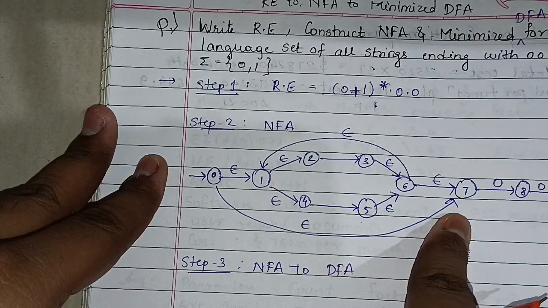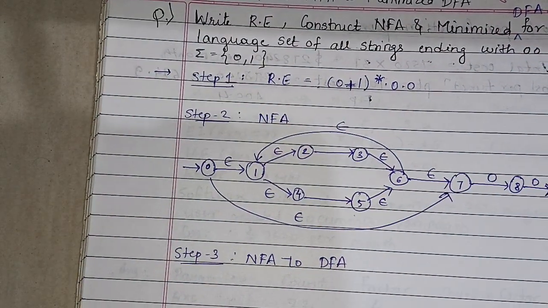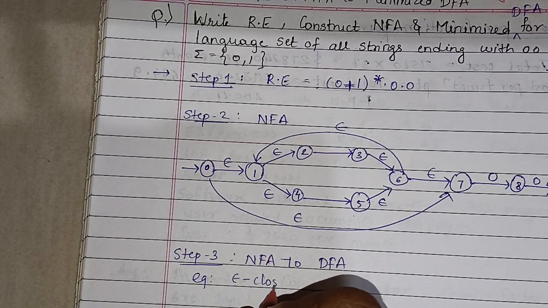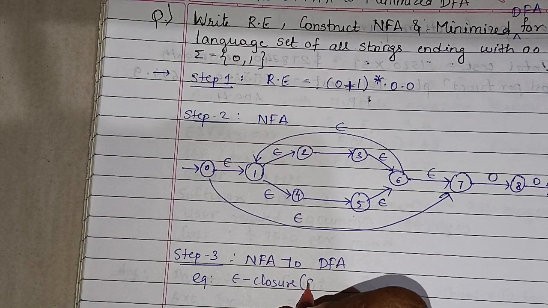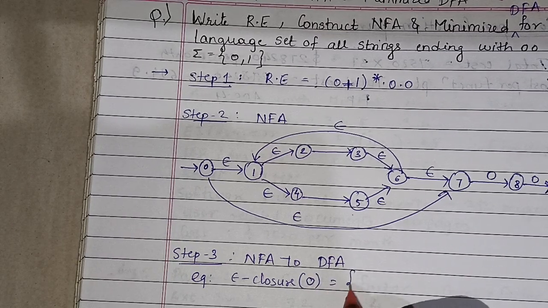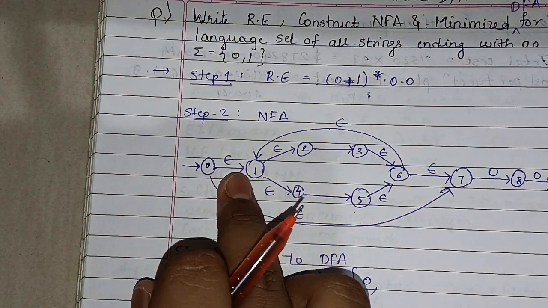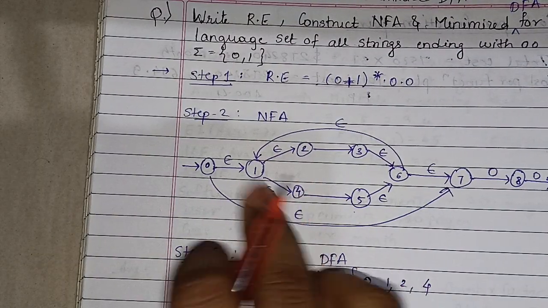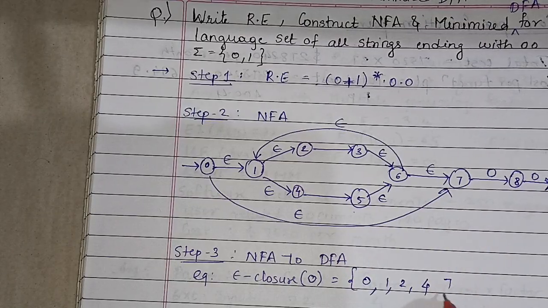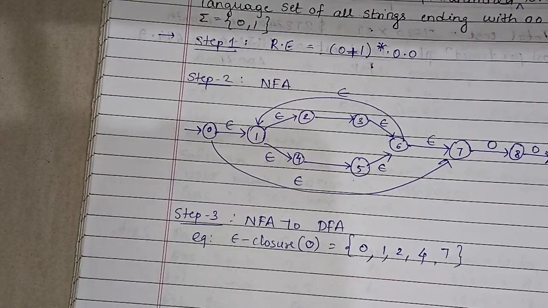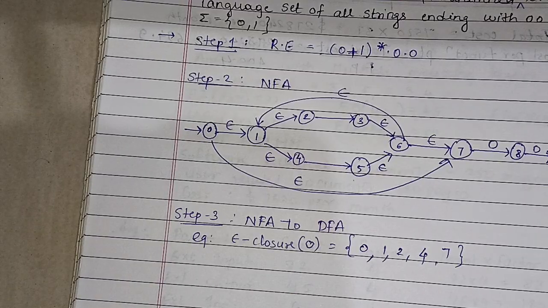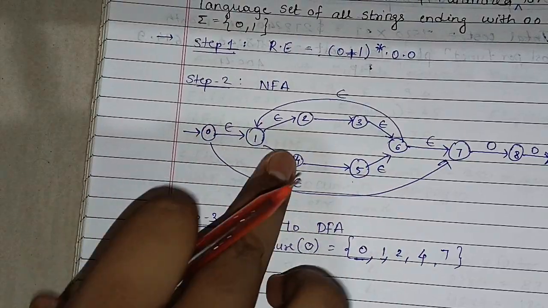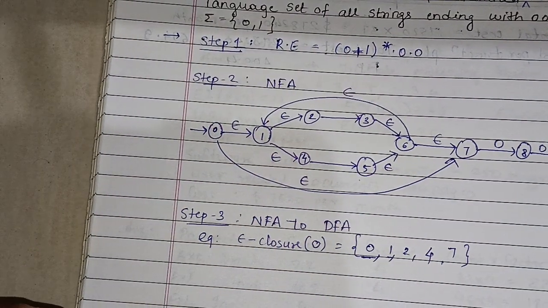Now see, this is also an epsilon transition, so Q7 will also come. I am showing one example. Epsilon closure of state 0: state 0 will come. From epsilon transition I am moving to 1, so 1 will also come, 2 will come, 4 will come. From 0 with epsilon transition I can move to 7, so 7 will also come. This is the epsilon closure of state 0: the state itself and the different states we can reach using the epsilon transitions.